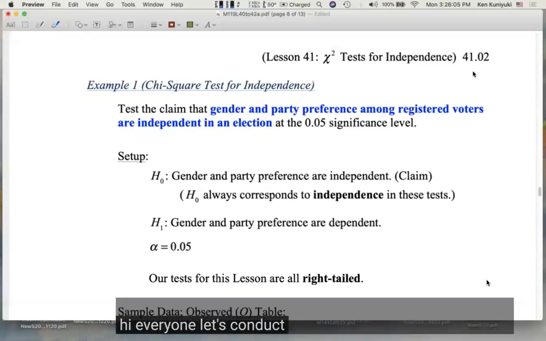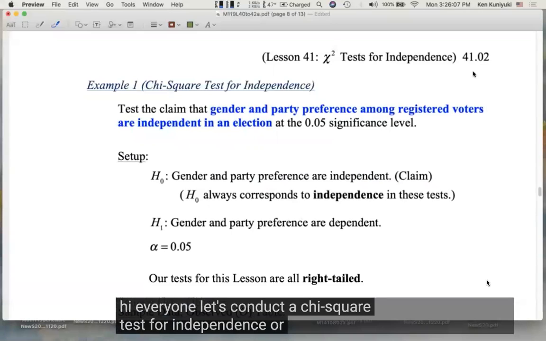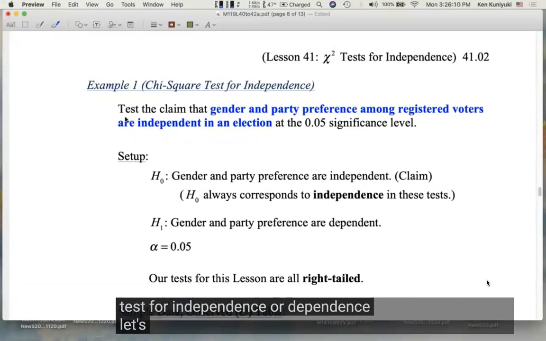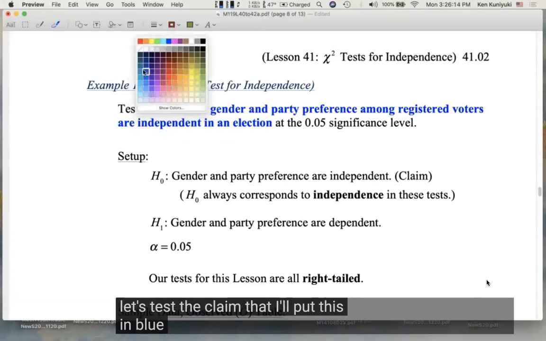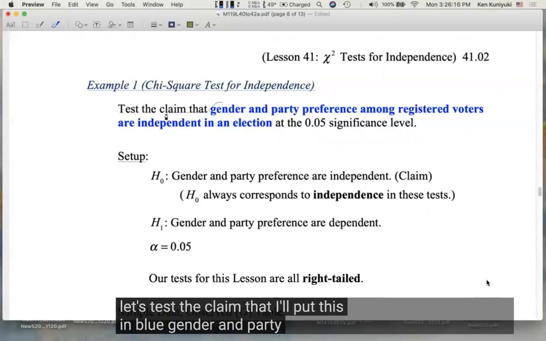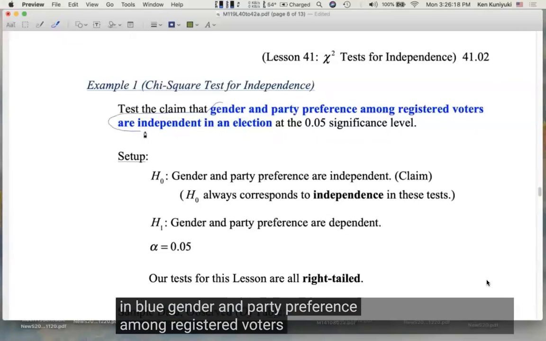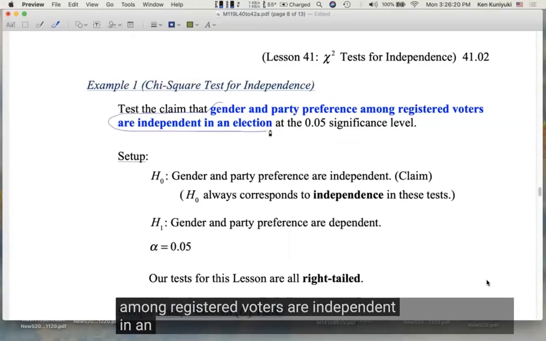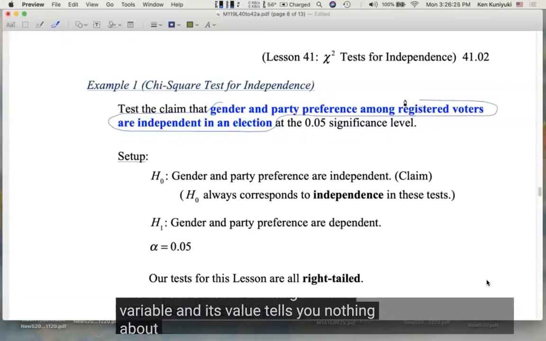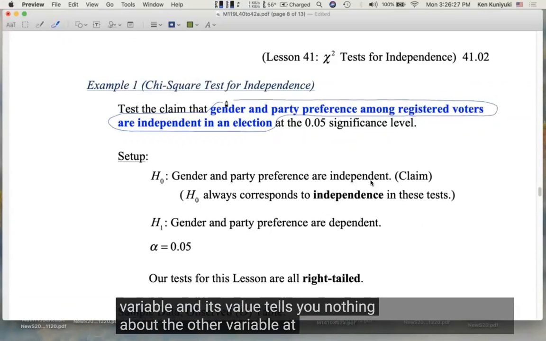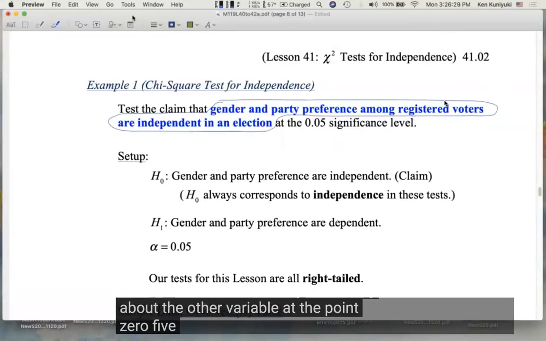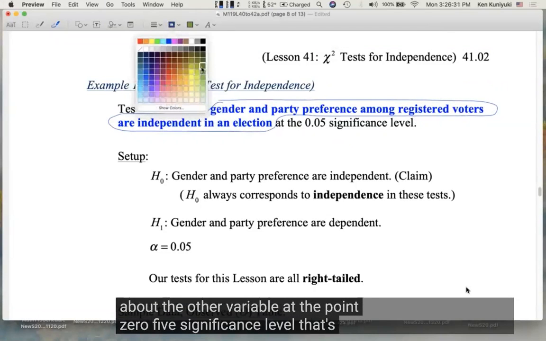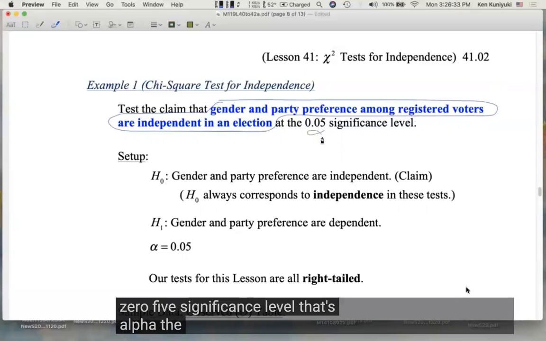Hi, everyone. Let's conduct a chi-square test for independence or dependence. Let's test the claim that, I'll put this in blue, gender and party preference among registered voters are independent in an election. So knowledge of one variable and its value tells you nothing about the other variable at the 0.05 significance level. That's alpha, the threshold for what it means to be unusual.